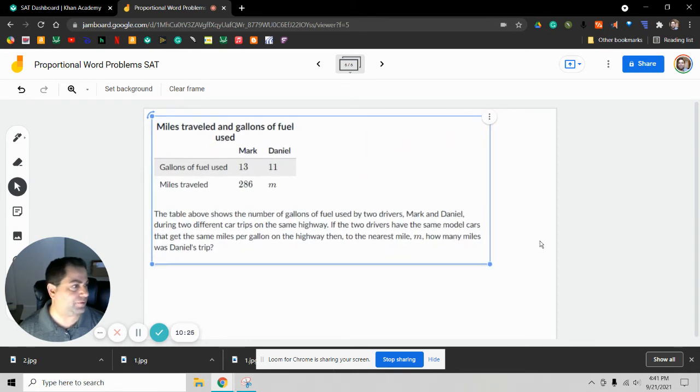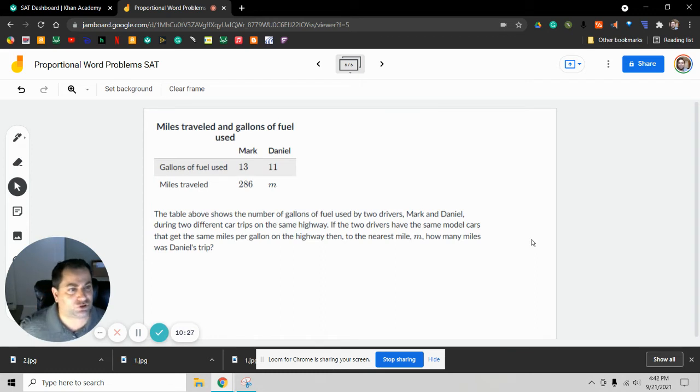Leave some room down there. All right, so here we got miles traveled and gallons of fuel used. If we have a table, gallons used over miles. Mark looks like he used 13 gallons on 286 miles. Daniel used 11 gallons, but we don't know the number of miles.